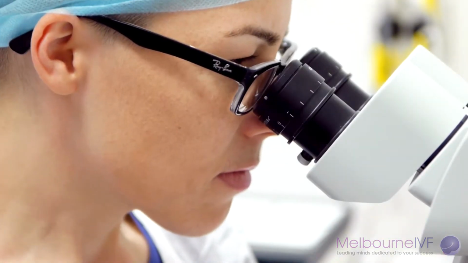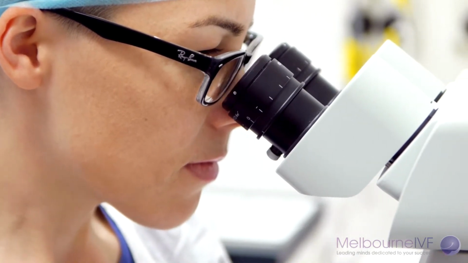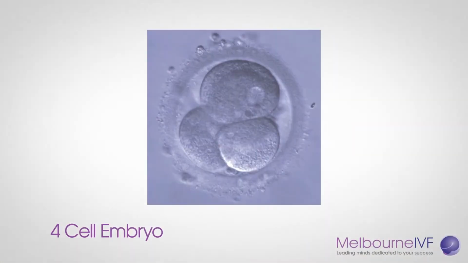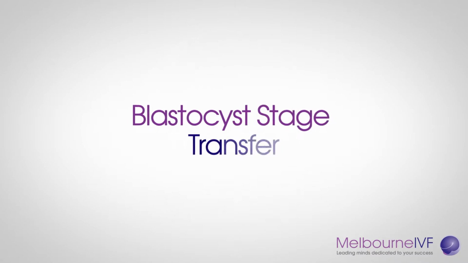2 to 3 days after egg collection. Over the next 2 to 3 days after egg collection, the embryos will continue to develop in the laboratory. This 4-cell embryo has further divided, resulting in 4 blastomeres. Often, by the 3rd day, embryos will have divided into 8 cells. The embryos to be transferred on day 2 or 3 will be chosen after assessing the development and appearance under the microscope.